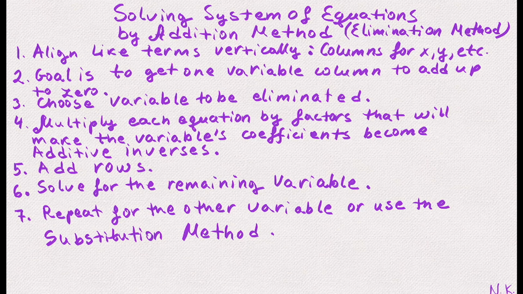You will be choosing the variable you will be eliminating. So you will be multiplying rows by useful factors that will make one of the variables add up to 0. Once the coefficients of the variable you want to be eliminated add up to 0, you will add rows and solve for the remaining variable from there. You can repeat the steps for the other variable or use the substitution method to get the second solution.